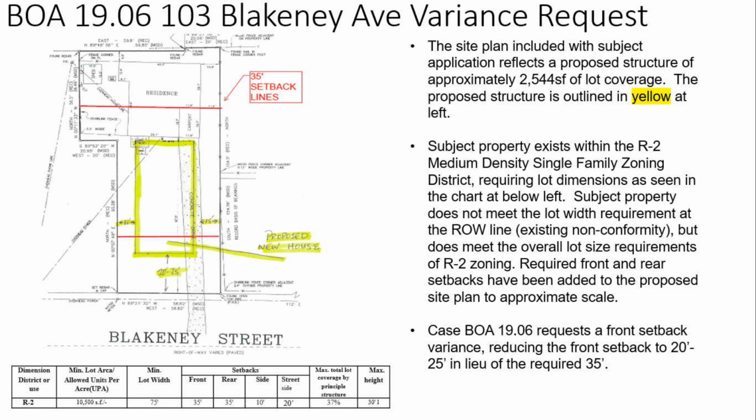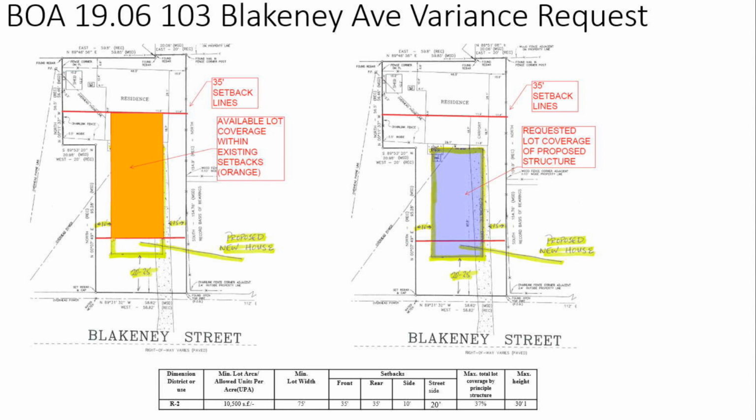As we said, this requests a front setback variance, to reduce the front setback to 20 to 25 feet in lieu of the required 35 feet. Board members, the drawing here on your left depicts the 35-foot front and rear setbacks required by R2 zoning. The available lot coverage is shown in the orange color on your left. On the right, again, the setbacks are drawn in. The requested lot coverage of the desired principal structure is shown in the light blue.